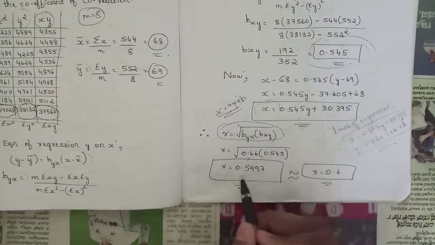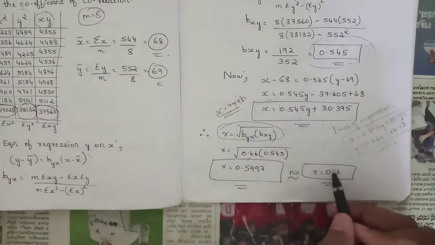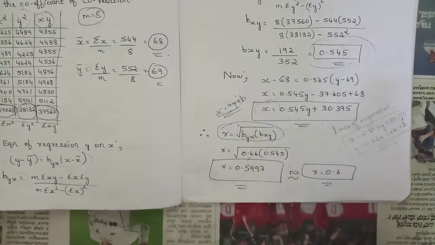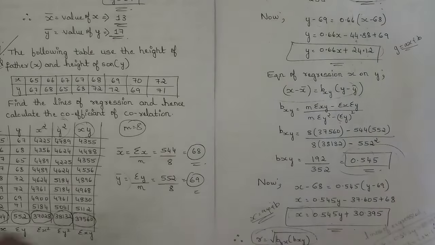So this is equal to 0.5997. Also we can write it in an approximate way, as 0.6. So this was the problem related to the coefficient of correlation. We have one more problem, that's a very important problem. So I am going to bring that question to you now.